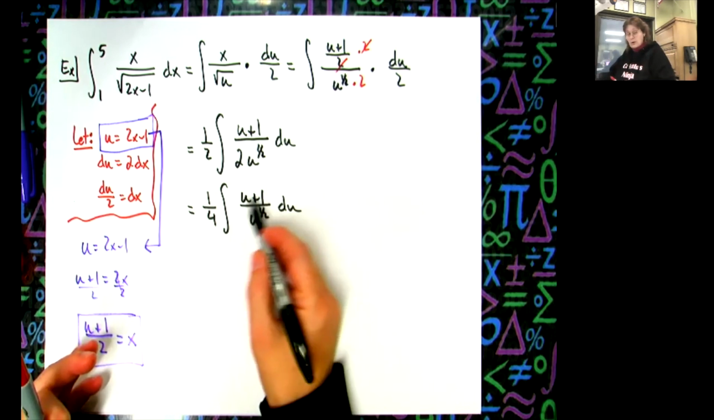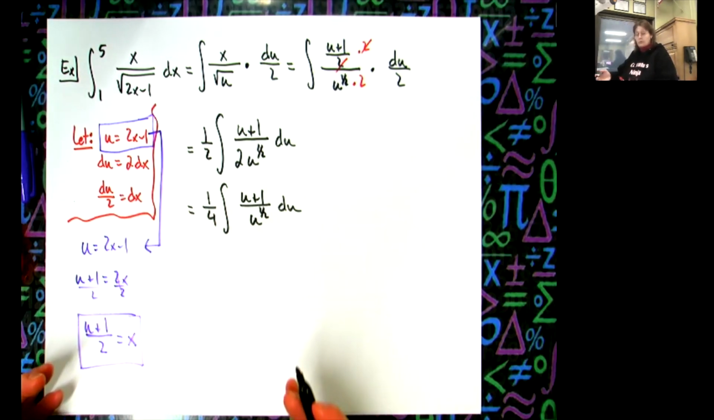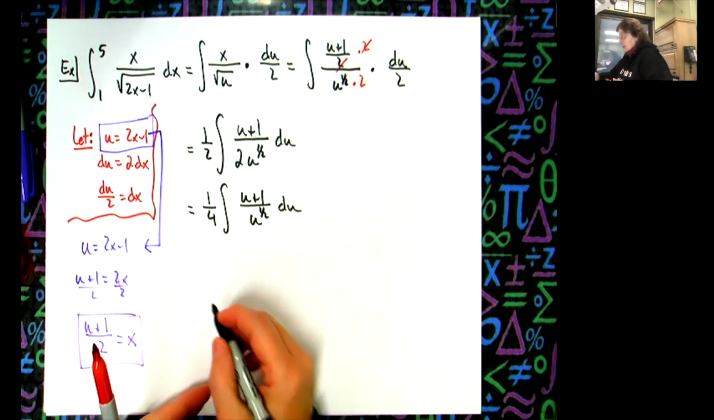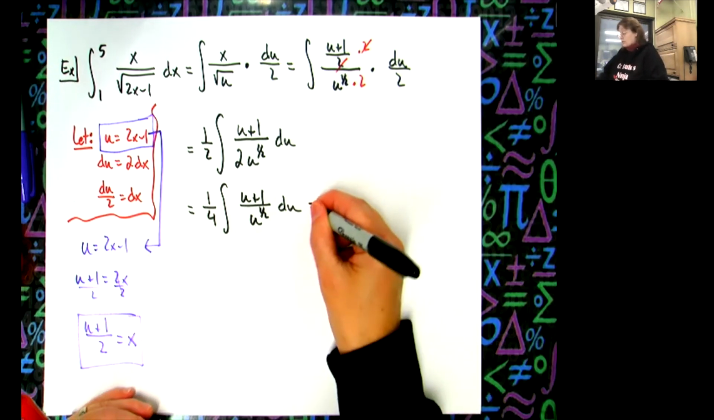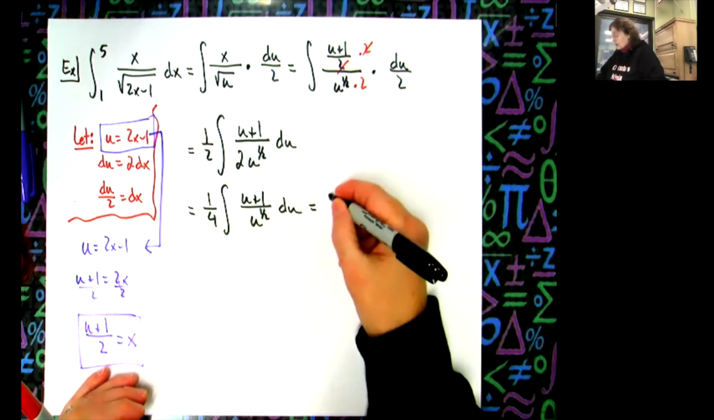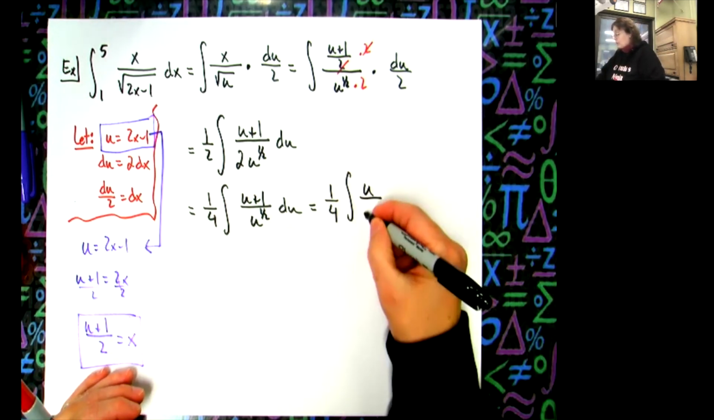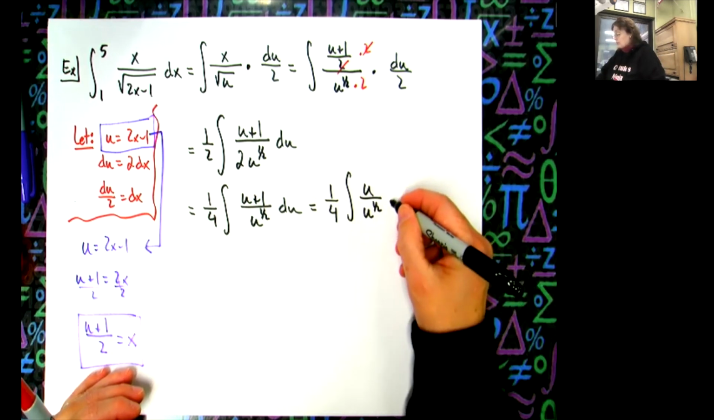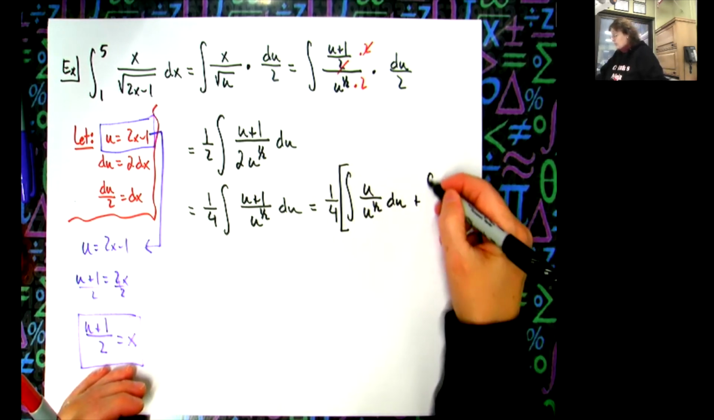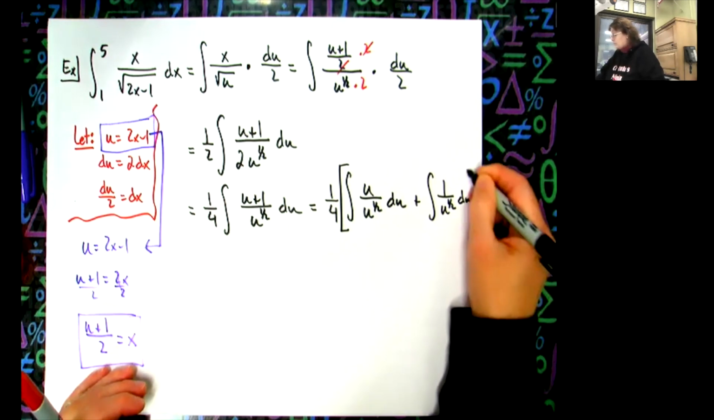I got a new numerator that's being added, so I could go u over u to the 1/2. I could do 1 over u to the 1/2. I don't think I want to move that up and make it negative. I think that would be a mess. I'm going to go sideways because I'm running out of room here. So let's do a 1/4 here. Let's make this u over u to the 1/2 du plus the integral of 1 over u to the 1/2 du.